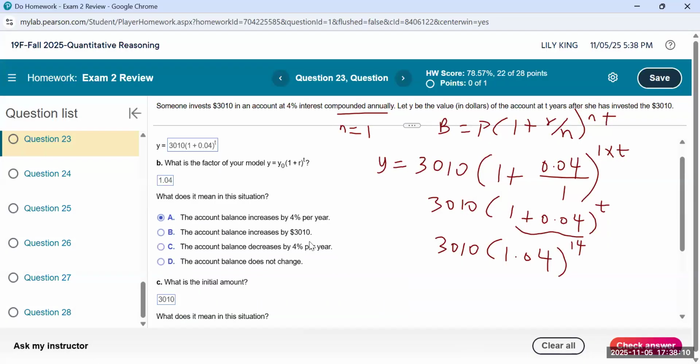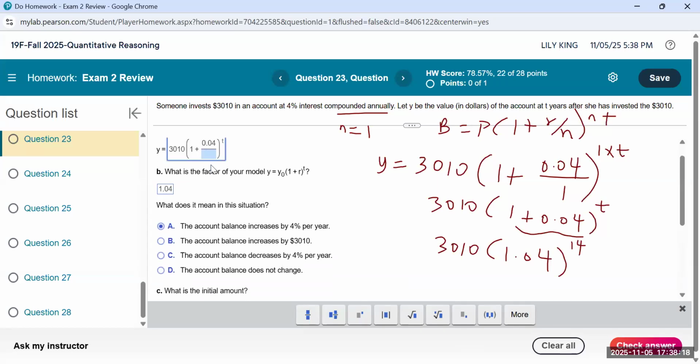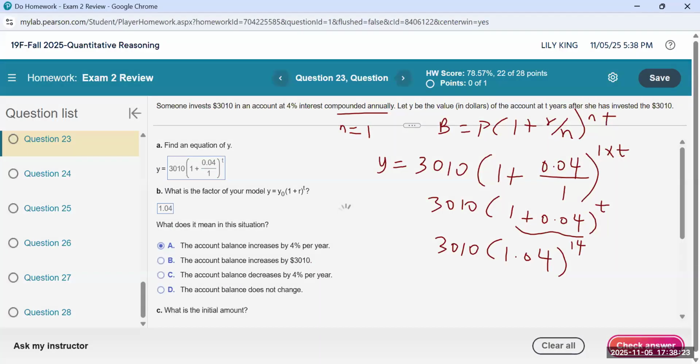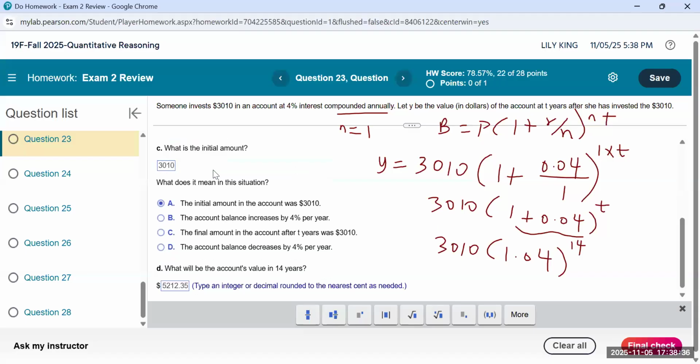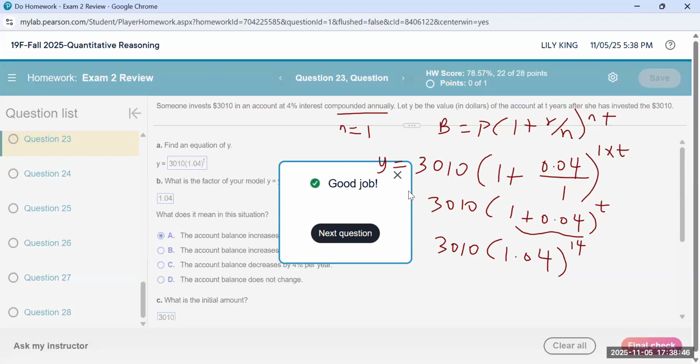Okay, it says one of our responses is wrong. Let's go see. Okay, let's try and divide this by 1 and see if Pearson will accept that. Sometimes Pearson is picky as to how to type your result. So let's simplify this further by just putting 1.04. Let's see. There we go.